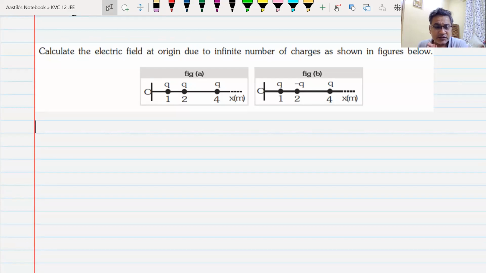Calculate the electric field at origin due to an infinite number of charges as shown in the figure. Figure A shows plus Q, plus Q, plus Q till infinity. Figure B shows plus Q, then minus Q, then plus Q, then minus Q till infinity.